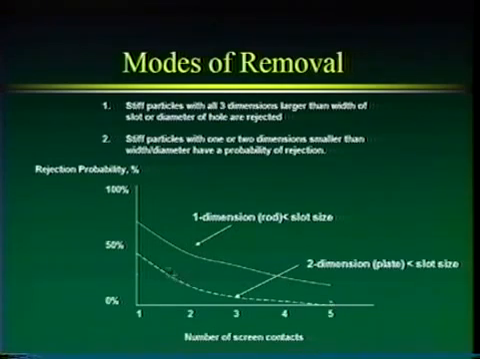Okay? Now for 2 dimensions that are small, we've got 2 chances that it will pass through, and we've got 1 chance that it will be rejected. So this curve right here should be about at the 33% line. So we've got 1/3 chance that it's rejected the first time, and 2/3 chance that it will pass through. And then you can see that we've got 1/3 of 1/3 chance that we'll reject it if it appears twice at the barrier, and then 1/3 times 1/3 times 1/3 for 3 times of screen contacts.